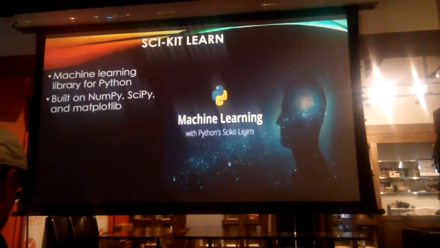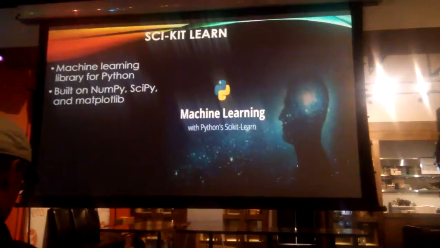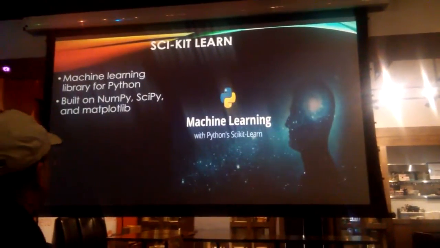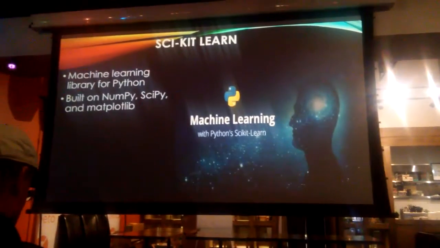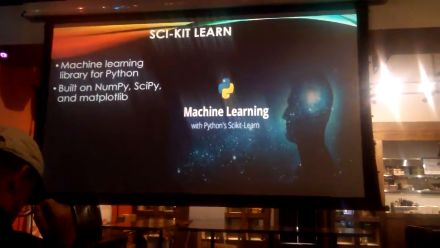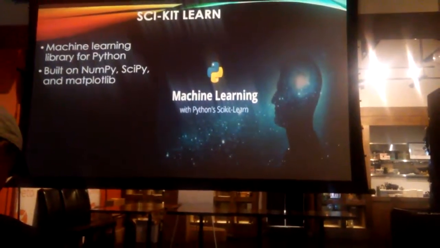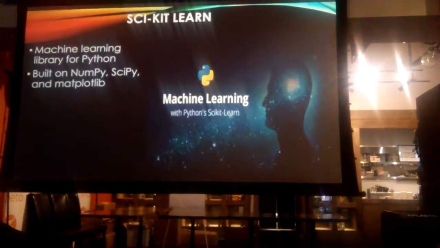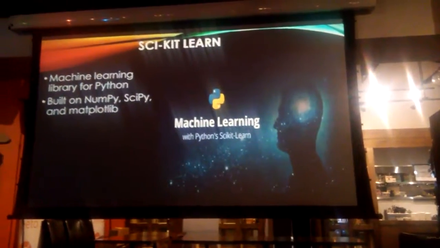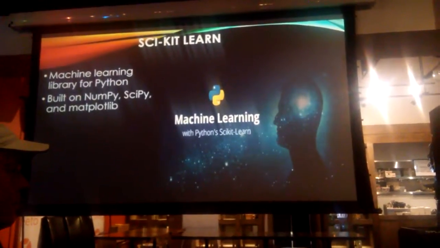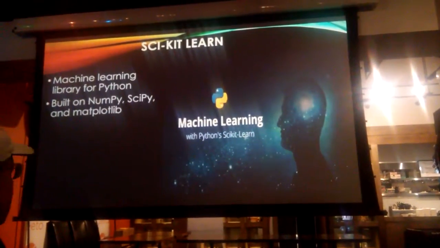So first we're going to talk about scikit-learn. In a nutshell, it's just a machine learning library for Python. It's built on NumPy, SciPy, and Matplotlib. It's used by Spotify engineers for music recommendations. OkCupid uses it for their matchmaking system. It takes care of every machine learning algorithm that you can possibly imagine. It takes care of everything from classification, clustering, regression, dimensionality reduction, etc., etc.